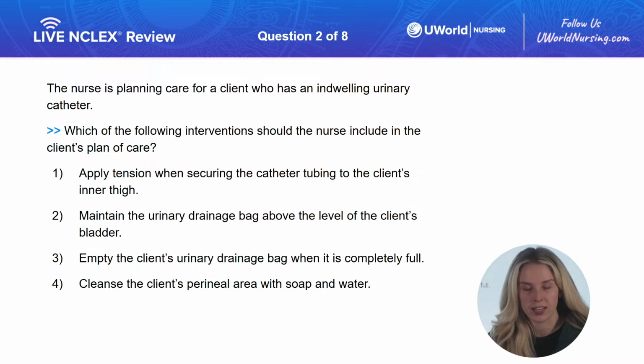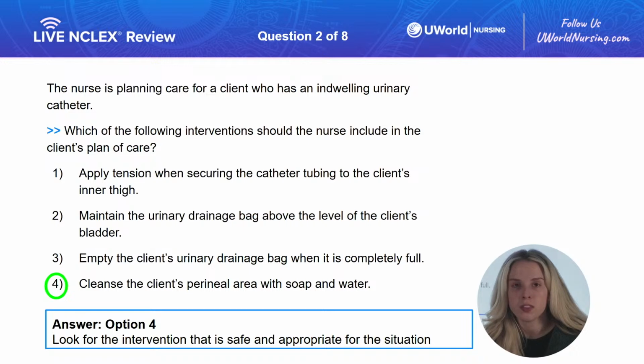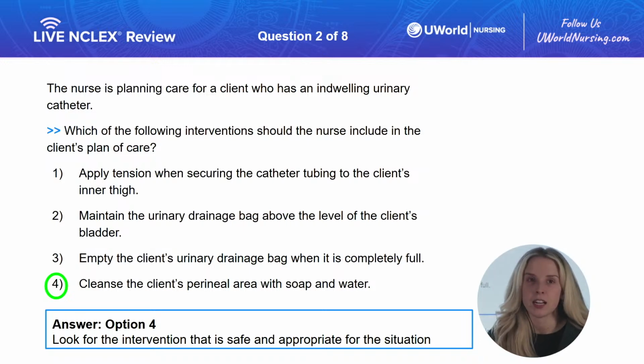Alrighty, lots of answers coming in, and I see almost all correct options. So you guys got it, option number 4. So with an indwelling urinary catheter, the question is asking us for interventions we should include, meaning indicated options. There's a couple important things to remember. Option 4, cleanse the client's perineal area with soap and water. It's so important to keep the area clean to prevent infection. A really big thing we're trying to avoid is a CAUTI, a catheter-associated UTI. By keeping this area clean and making sure we're having proper hygiene, this is one of the steps we do to ensure that doesn't happen.